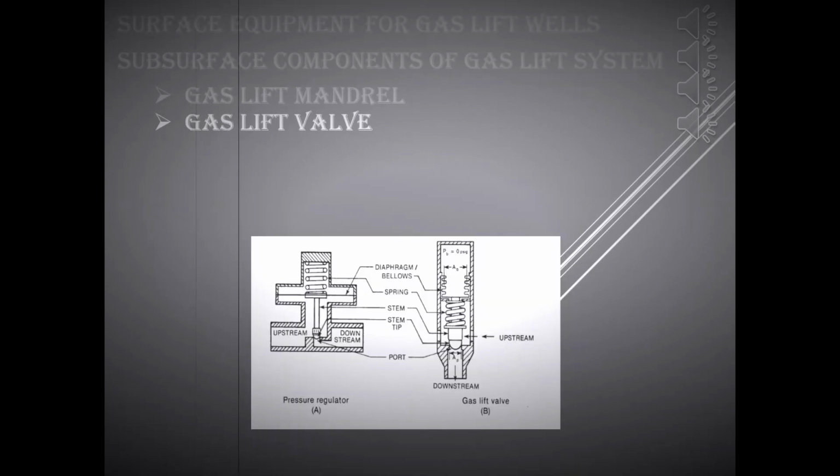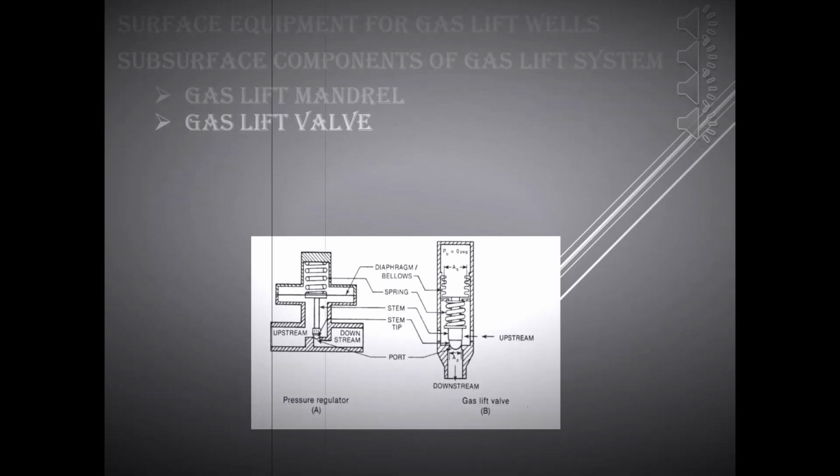Gas lift valve. A gas lift valve has 5 basic components. They are: 1. Body. 2. Loading element. 3. Responsive element. 4. Transmission element. And 5. Metering element.